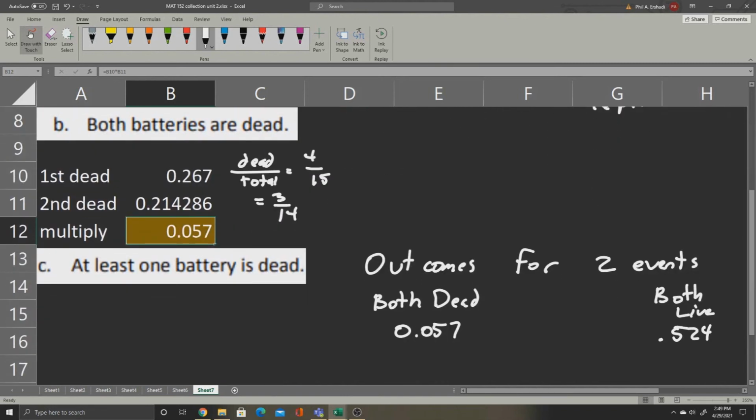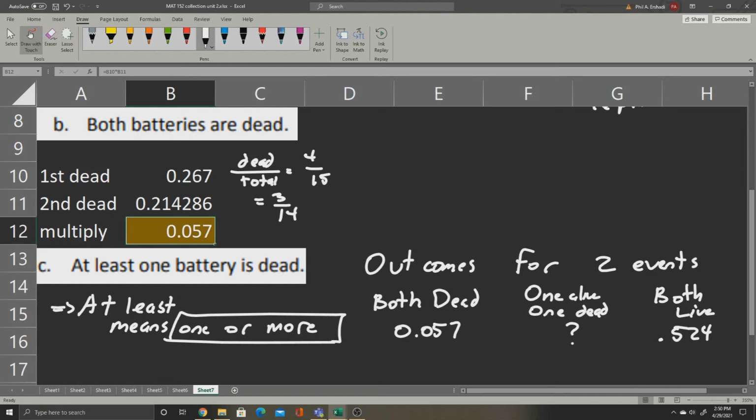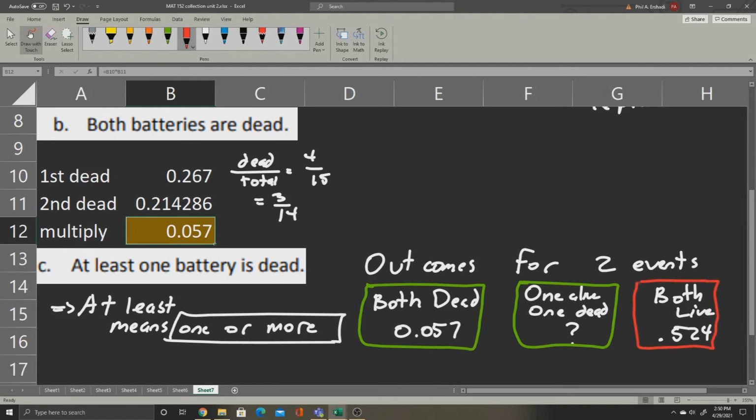Now, we could also have one of them alive and one of them dead. Now, we haven't actually calculated this yet. However, let's go through the outcomes that fit this description. When they say at least one battery is dead, at least means one or more. So the outcomes that fit that description are the outcome where they're both dead and the outcome where one is alive and one is dead. However, there is one outcome that does not fit that description, the one where they're both alive.